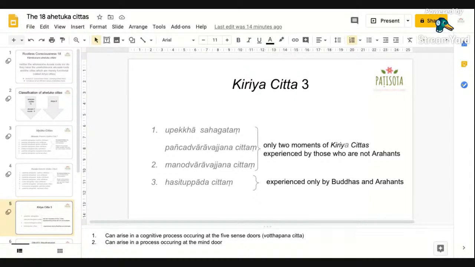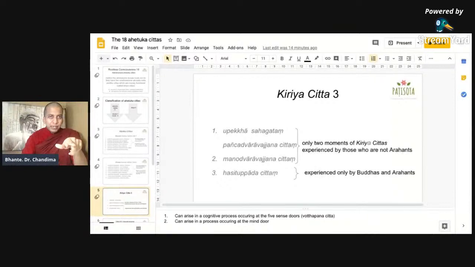Now these are two explanatory things that I have put here. You can see two aspects of Manodwara Vajjana: it can arise in a cognitive process occurring at the 5 sense doors, and it will cover the Vattapana stage, and it can arise in a process occurring at the mind door. So Manodwara has two parts. But I want to tell you what is special with the Hasitupada.